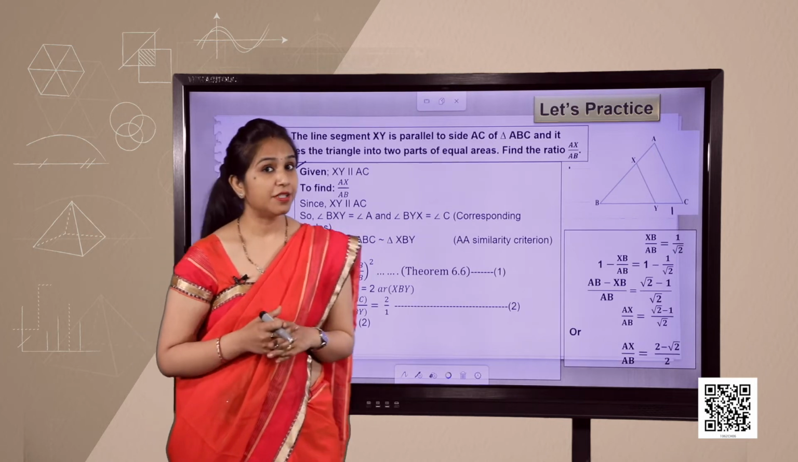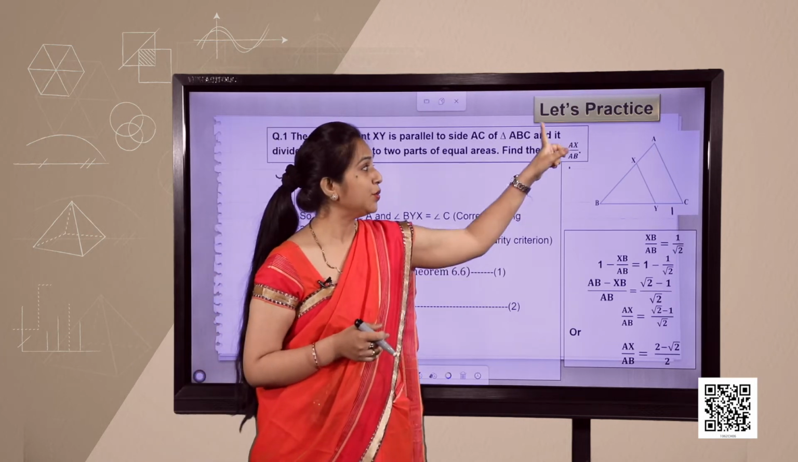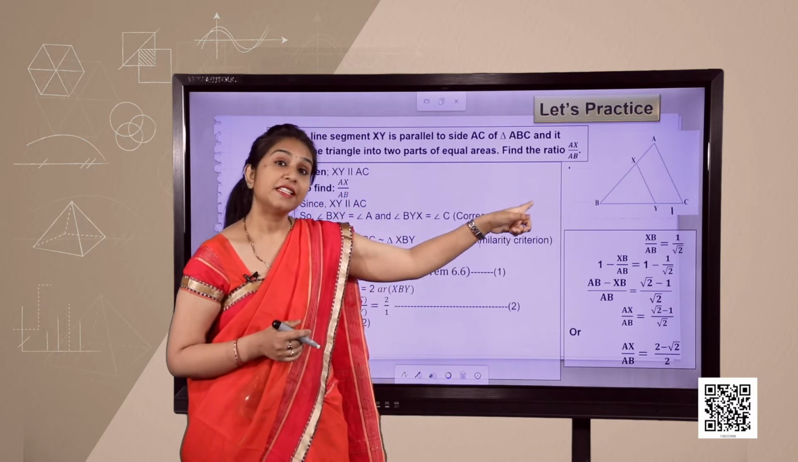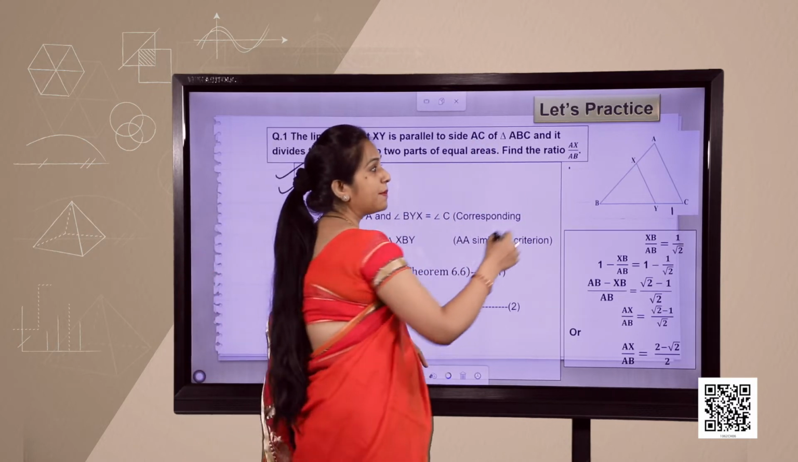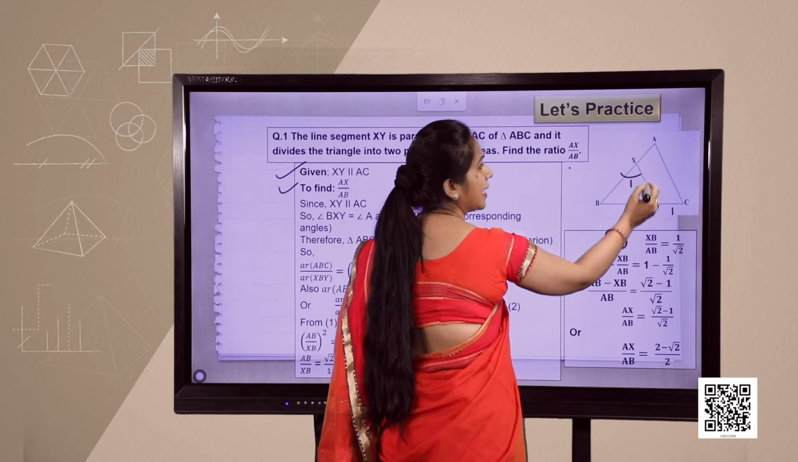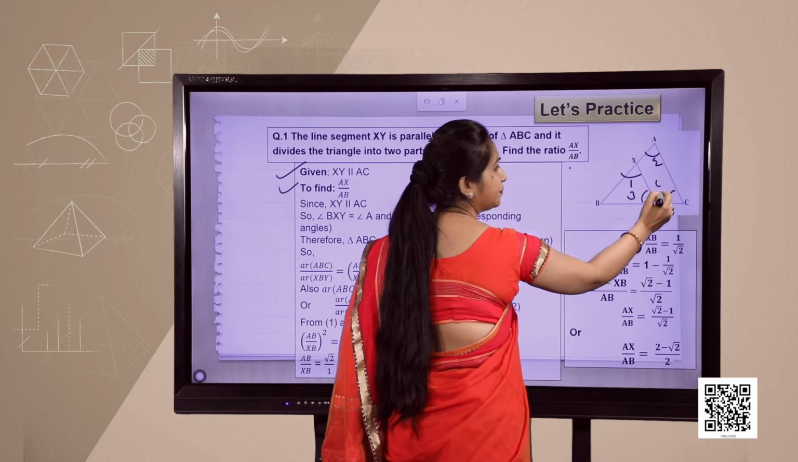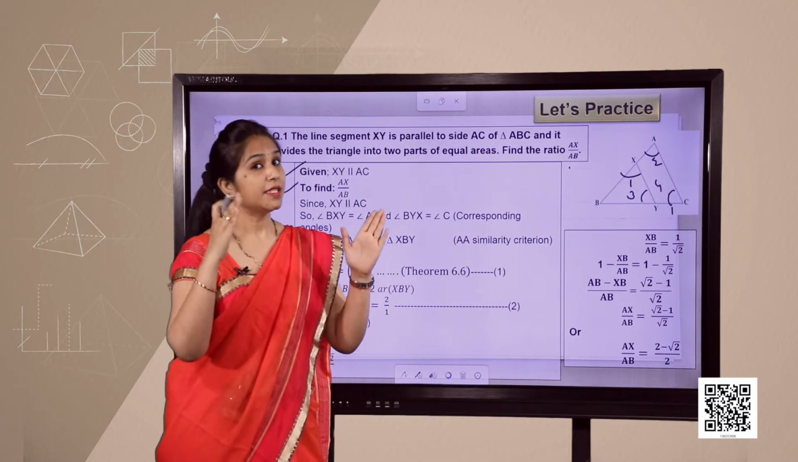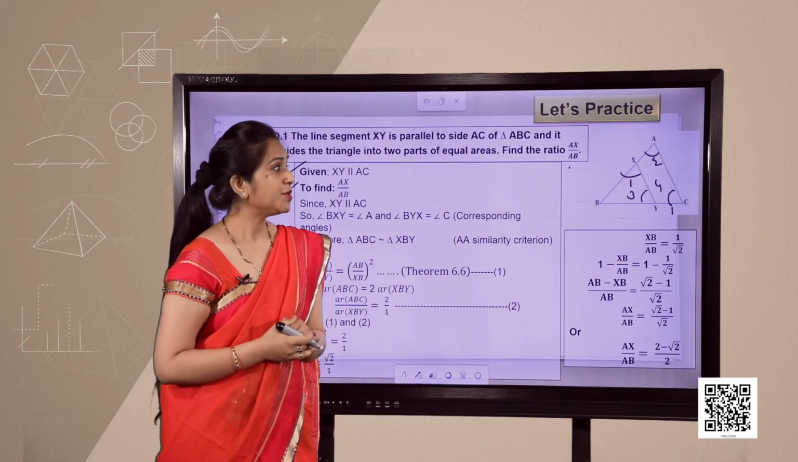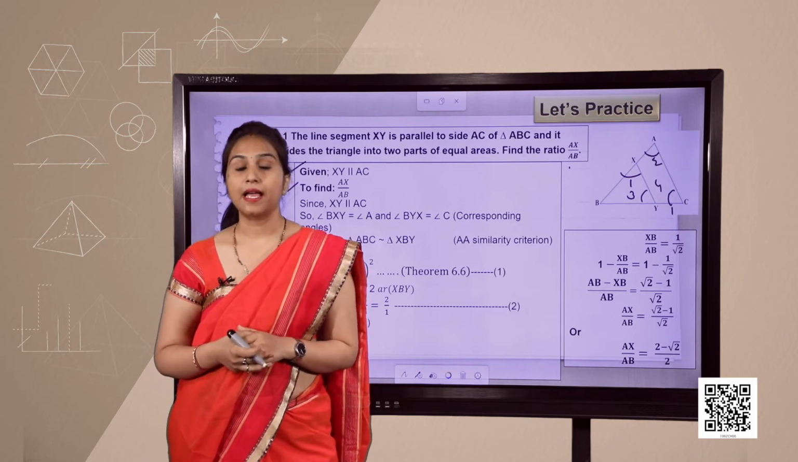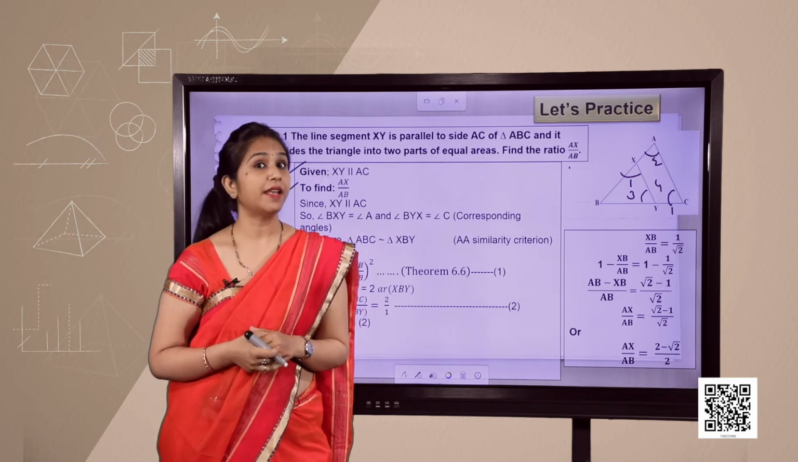It is given here that XY is parallel to AC. So, if XY is parallel to AC, suppose I am marking this angle as angle 1 and say this is angle 2, angle 3 and angle 4, right. And it is given that these two lines are parallel. What can you say about angle 1 and angle 2 and angle 3 and angle 4?